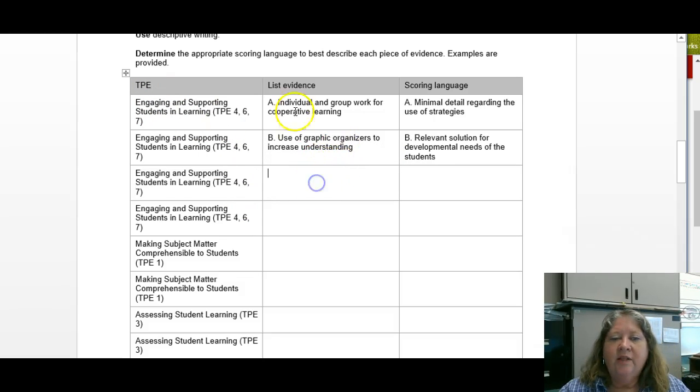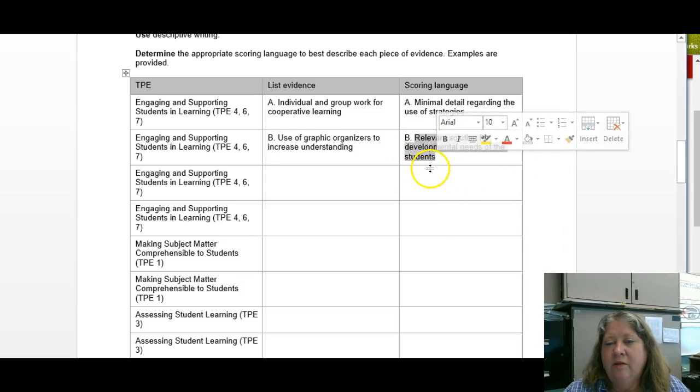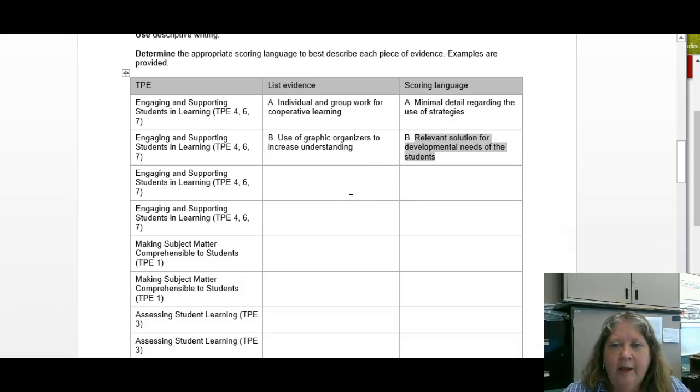So here you would list evidence of things that the sample TPA did to engage and support students. So they gave you an example. It says they use graphic organizers. Did the sample TPA that you wrote or read for week 1 and week 2, did it have graphic organizers? If it did, you can leave that evidence there. And here it says relevant solution for developmental needs of the students. They're saying that that's a good idea for where the students are, that would be included in the lesson plan.